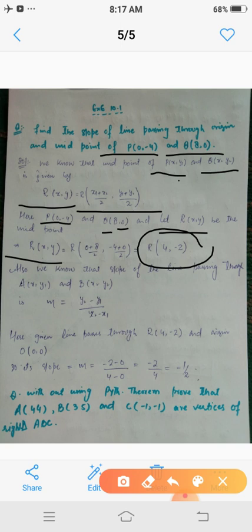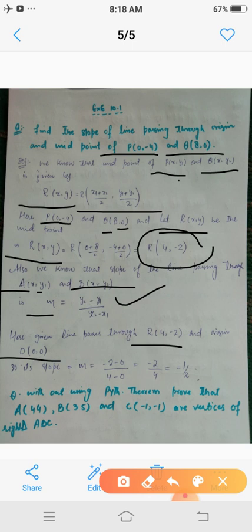So we have to find the slope of the line which passes through this point R and the origin. Origin means the point 0, 0 where the x and y axes intersect. You know that the slope of a line passing through two points A of x1, y1 and B of x2, y2 is given by m equals y2 minus y1 upon x2 minus x1. Here this line passes through R of 4, -2 and the origin 0, 0, so A of x1, y1 is R of 4, -2 and B of x2, y2 is 0, 0.